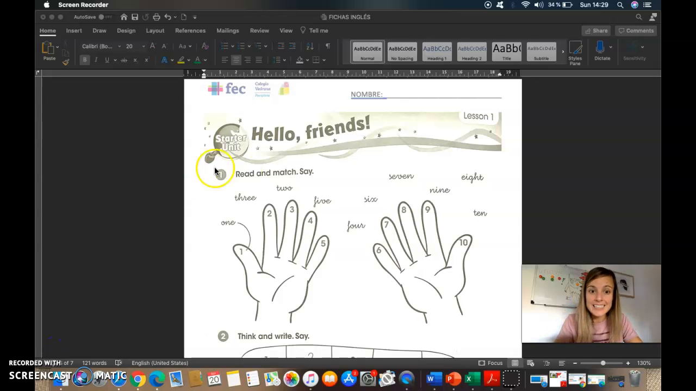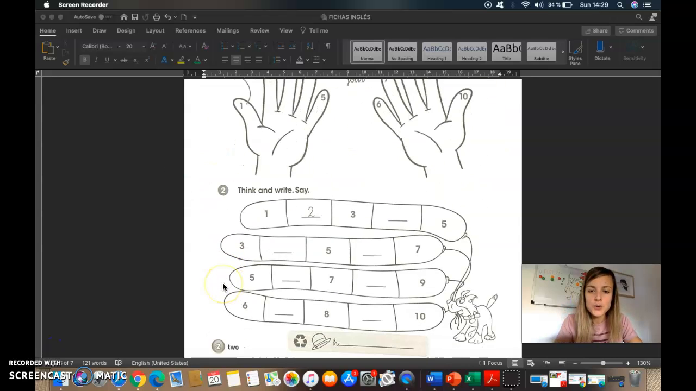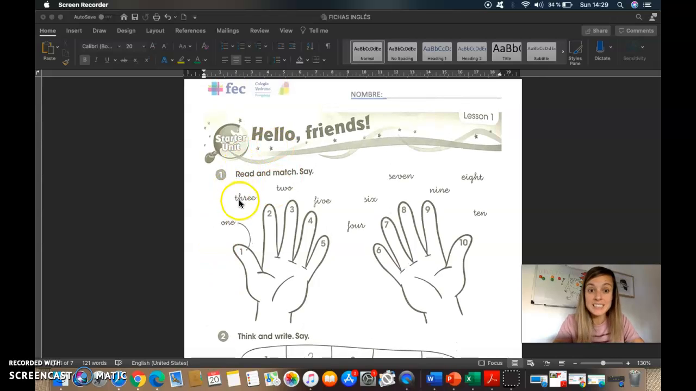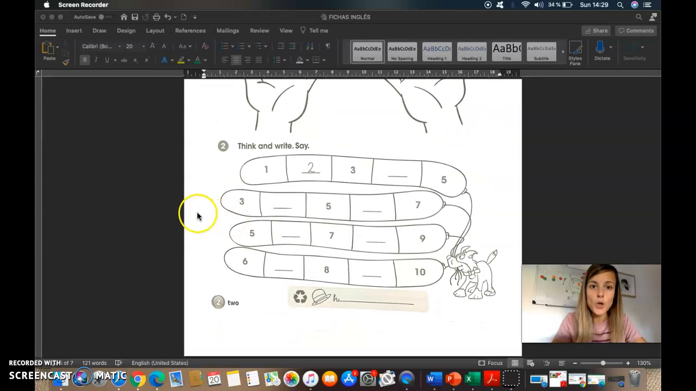Now, you have to do the activity number 1 and number 2 that you have in the photocopy. Activity number 1, you have to read these words, which are the numbers, and you have to match with your pencil the word with the number. So, 1 with number 1. Look for where is number 2 written? 2. Look for and match it with the number. And do the same for all of them. Activity number 2. Think and write what are the numbers that go between this. And write them.